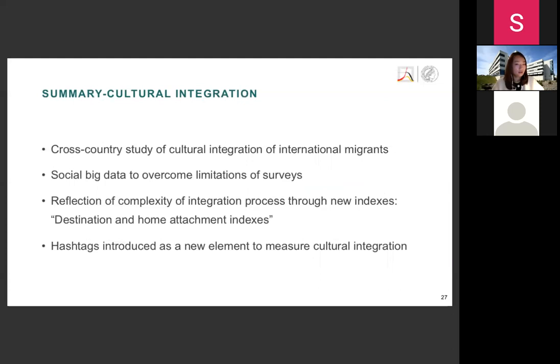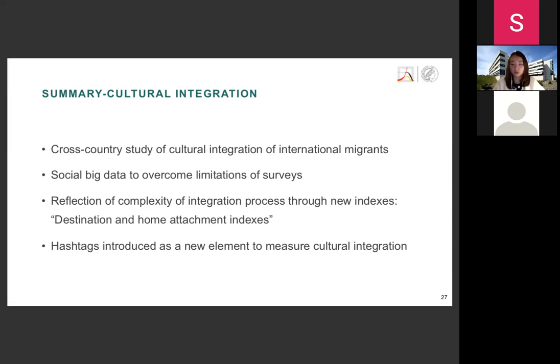To quickly summarize this work, we were able to carry out a cross-country study of cultural integration across geographic areas of study. We were also able to build new indexes using hashtags as a new element to measure cultural integration.